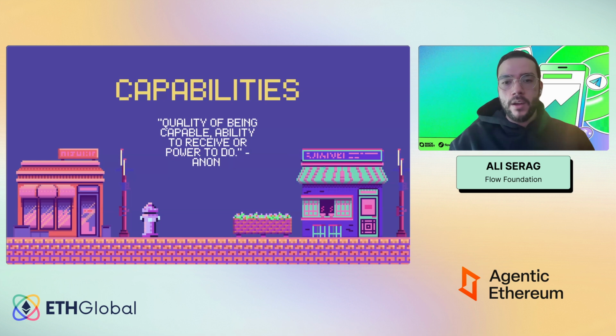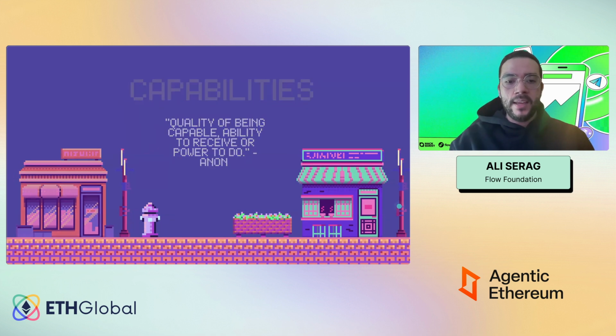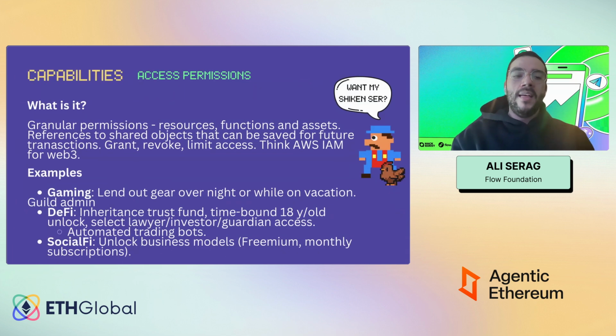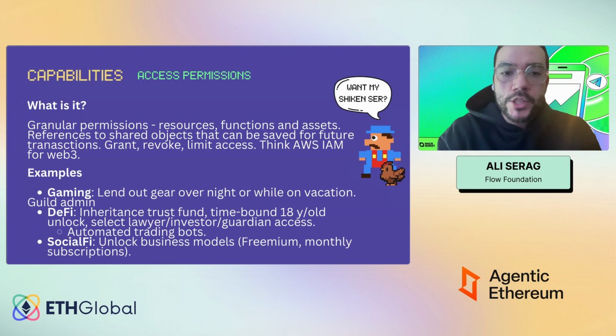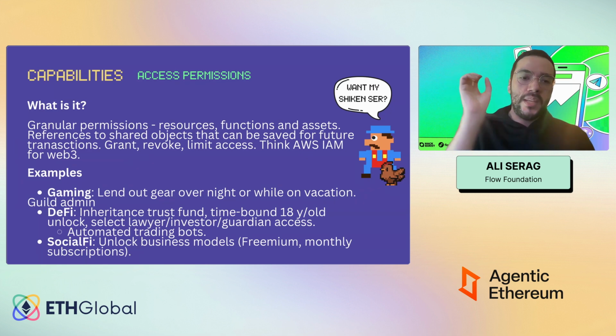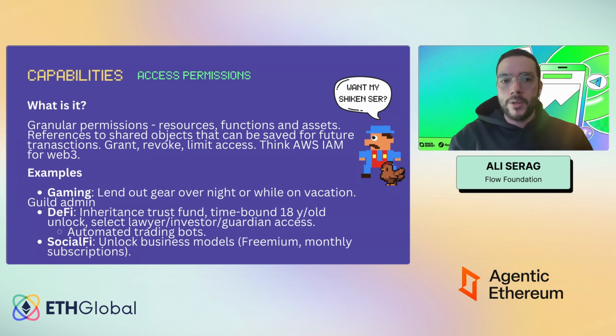Lastly, there's something on Flow called capabilities, which you could kind of think of as AWS IAM, where you can provide granular permissions to resources, functions, assets, and you can specify programmatically, hey, this asset could be loaned for this amount of time, or these users have access to this under these circumstances. It allows you to really fine tune what and where your AI agent could access.